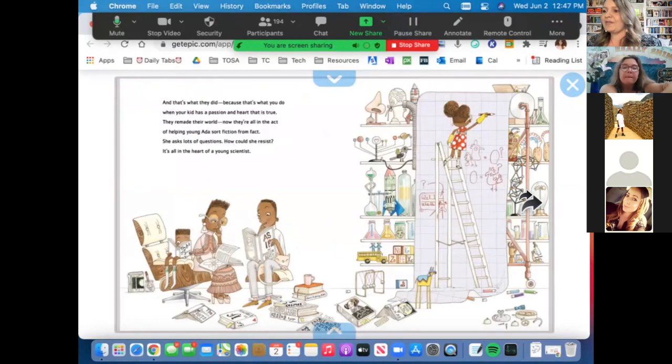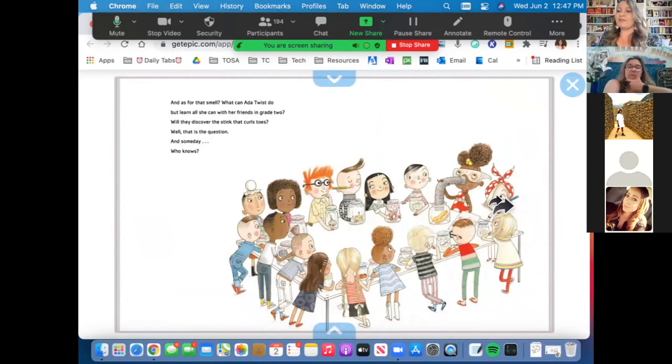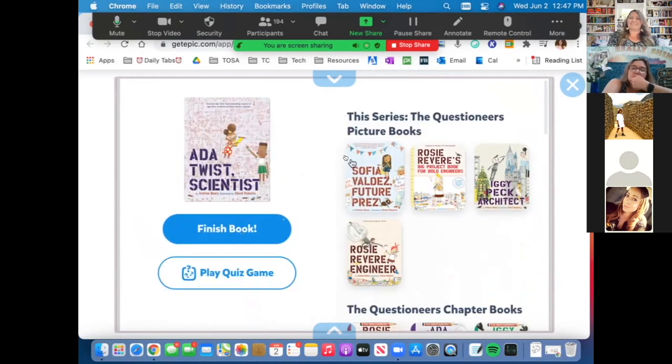And that's what they did, because that's what you do when your kid has a passion and a heart that is true. They remade their world. Now they're all in the act of helping young Ada sort fiction from fact. She asked lots of questions. How could she resist? It's all in the heart of a young scientist. And as for that smell, what can Ada Twist do? But learn all she can with her friends in grade 2. Will they discover the stink that curls toes? Well, that is the question. And someday, who knows? The end.